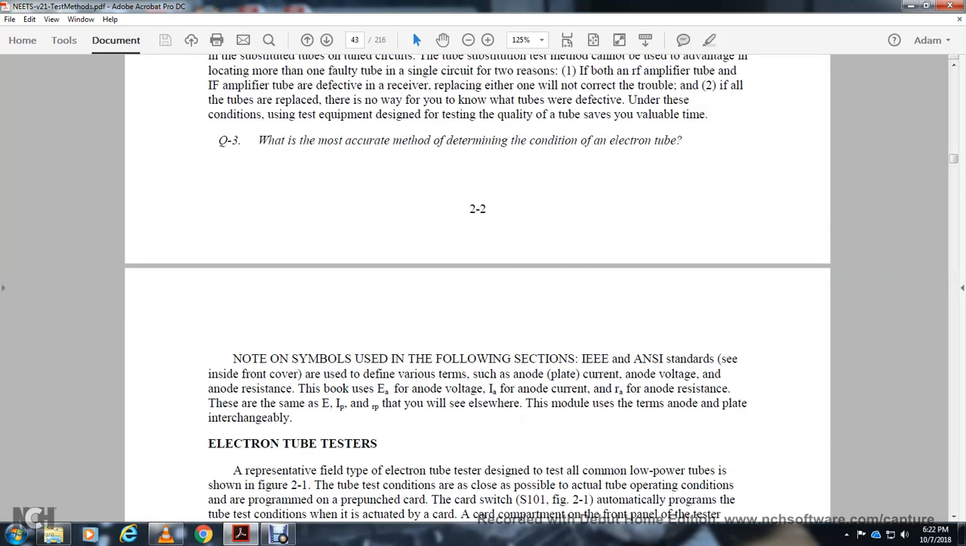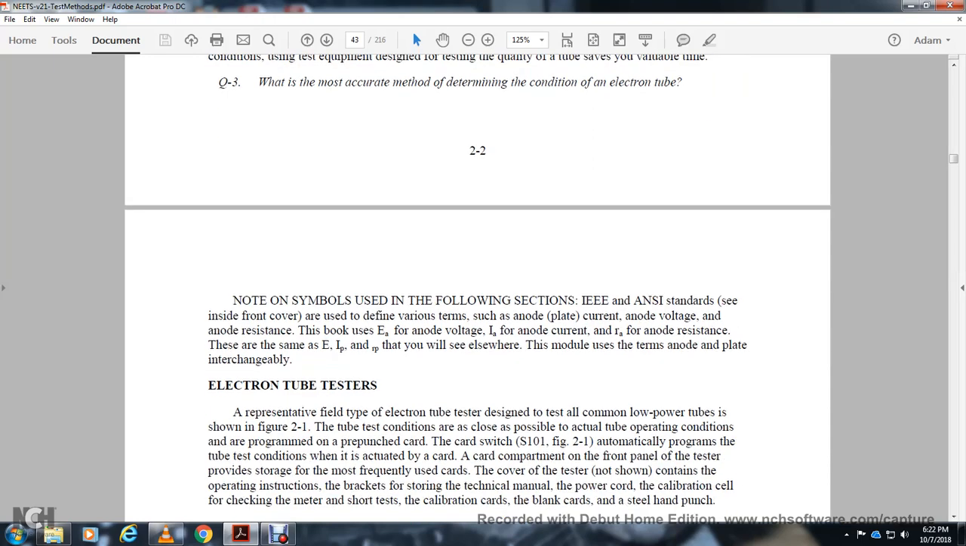Note the simple tube terms in the following section, IEEE and ANSI, on the inside front cover. There they define the various types of terms: the anode plate, the anode current, the anode voltage, and the anode resistance. Some of these are the same as the primary voltage and primary resistance you will see elsewhere. The terms anode and plate are interchangeable.